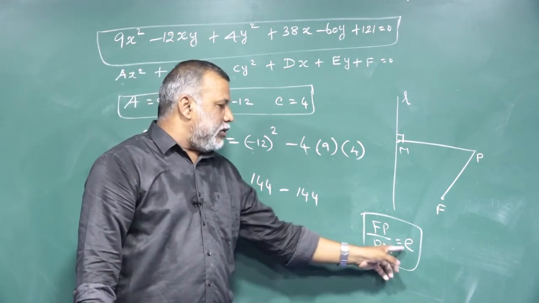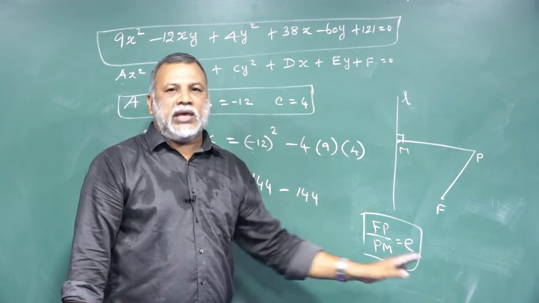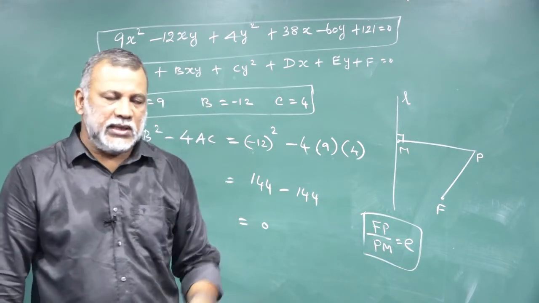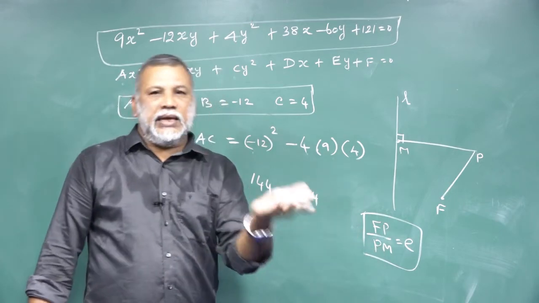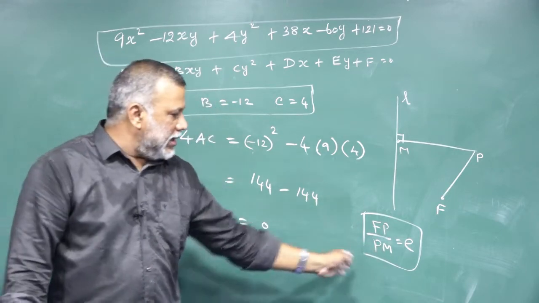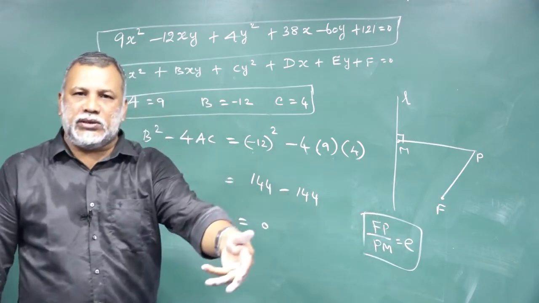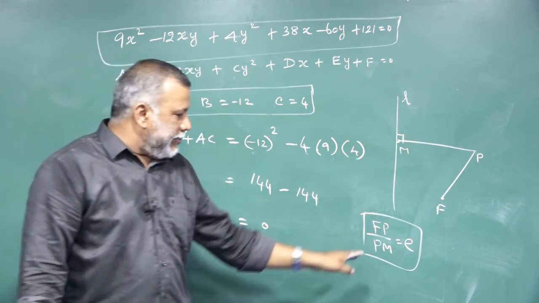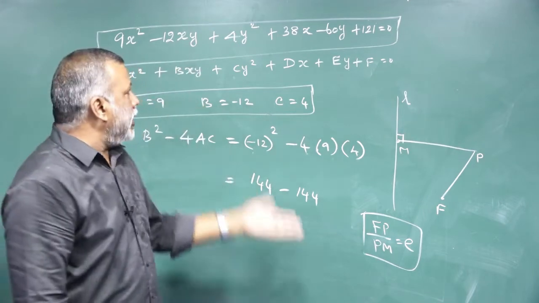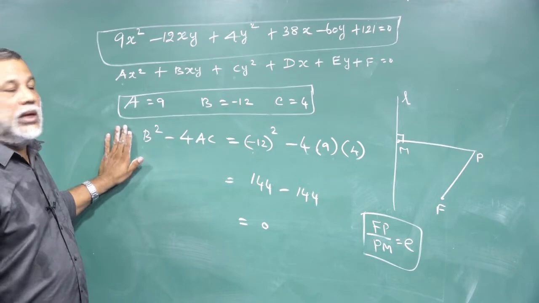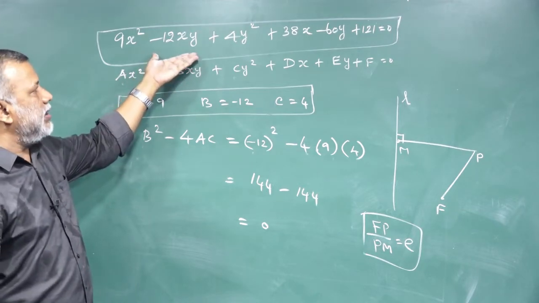See, FP by PM equal to e. If it is a parabola, e must be 1. If it is an ellipse, e less than 1, you are going to discuss. If it is a hyperbola, e greater than 1, that is the only logic. Then cross multiplication, use the value of FP. FP is nothing but the distance between 2 points. PM is the length of the perpendicular. Then you are able to work out the logic. You are able to see this logic also. This is the equation of this conic.